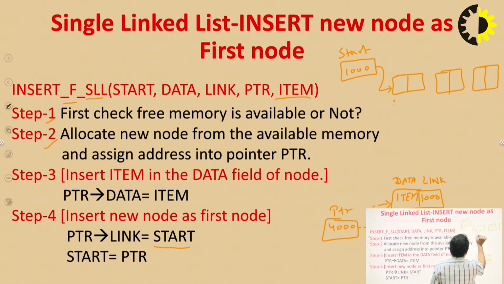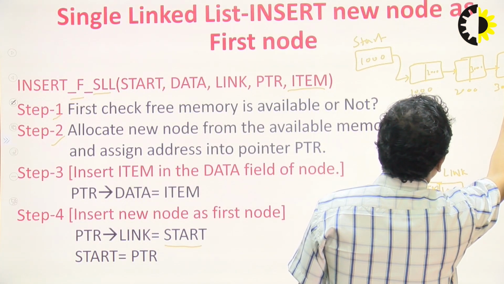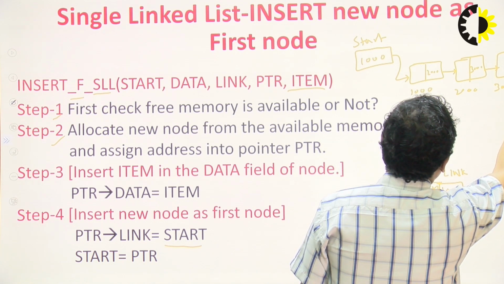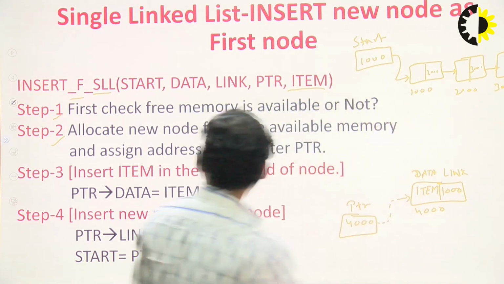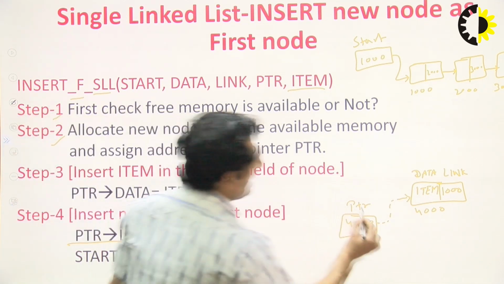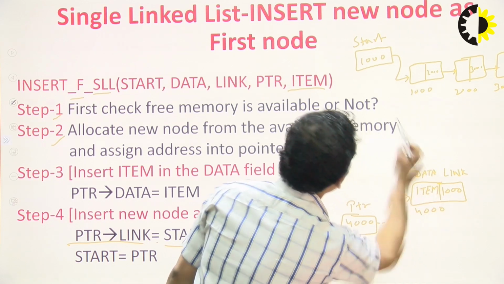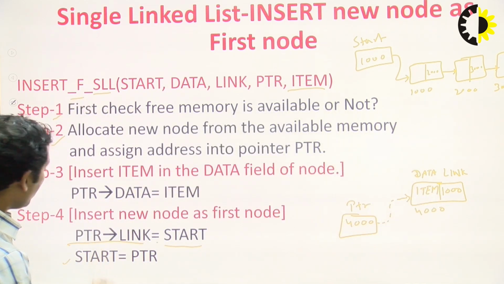Here is the connection: this has address 1000, this has address 2000, this has address 3000, and this is null. Okay, so we will keep 1000 here, which means PTR link part equal start. In the PTR link part equal start 1000, this is ready.